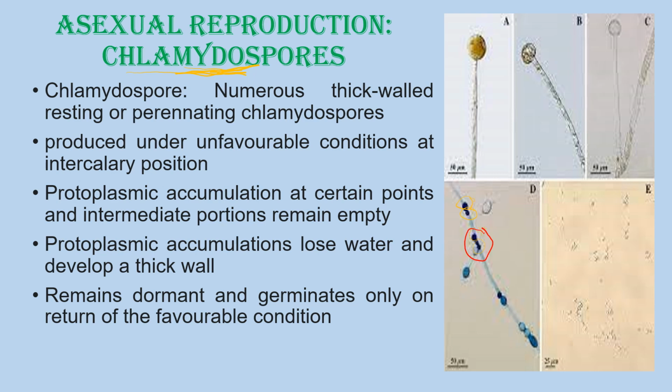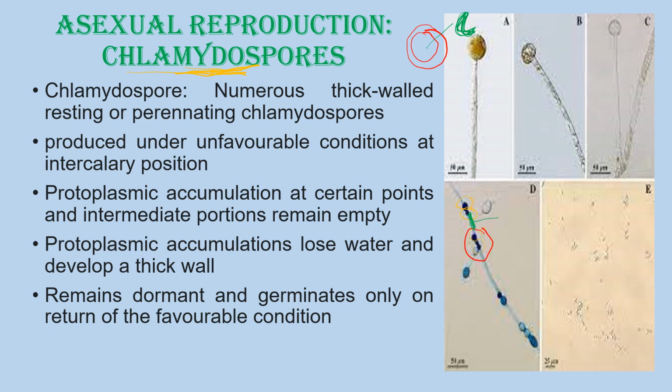And in fact, this accumulated protoplasm gets a very thick wall. And the intermediate region that I'm drawing in green is empty. This chlamydospore is so resistant to drought that when the substratum dries up under extreme drought conditions, the entire mycelium dies, but the chlamydospore will survive. And on return of suitable conditions, that is, on return of moisture, it will again germinate to produce the mycelium.